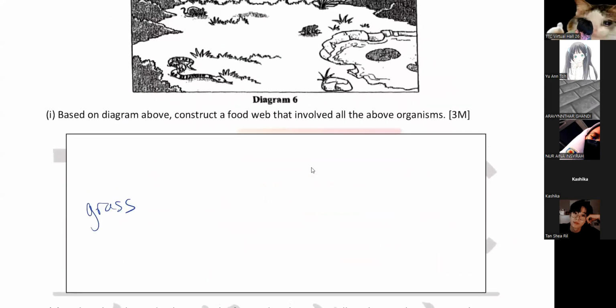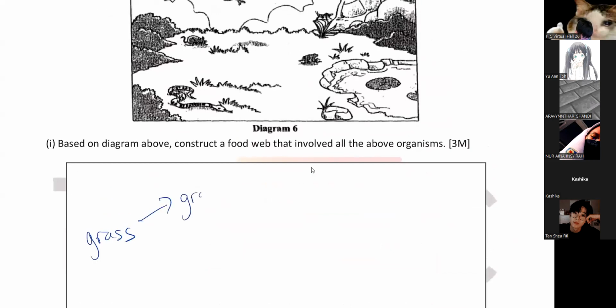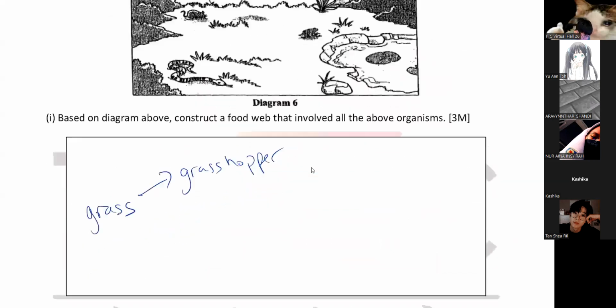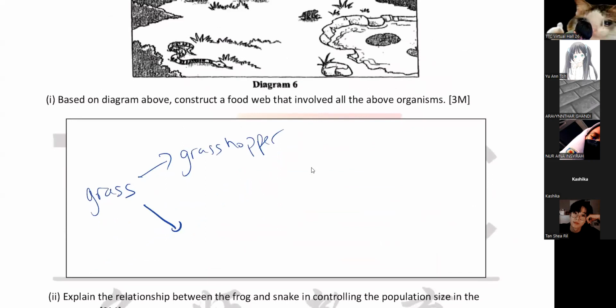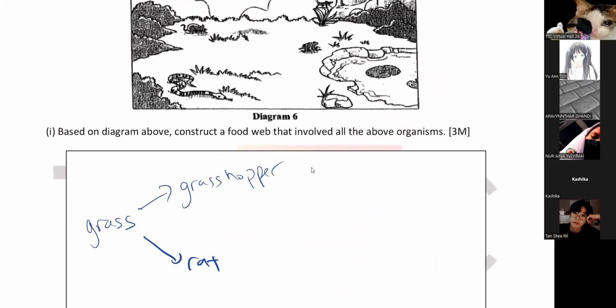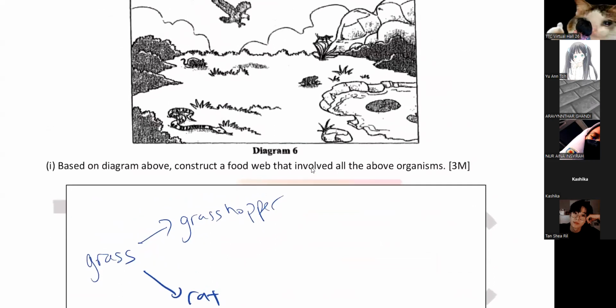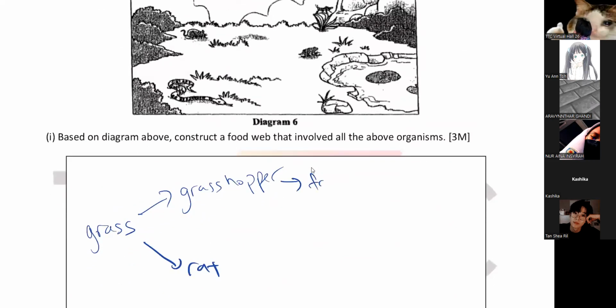So who eats grass? I know grasshoppers do. What about rats though? I don't know what else rats will eat, so maybe grass. There's nothing else for the rat to eat here. Okay, so grasshopper and rat eat grass. Grasshopper will be eaten by your frog. And then rat and frog will be eaten by your snake.